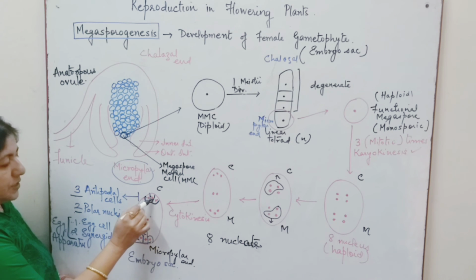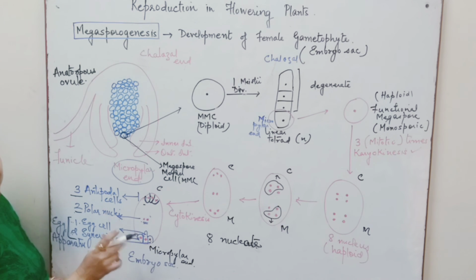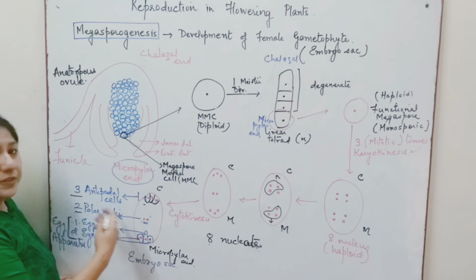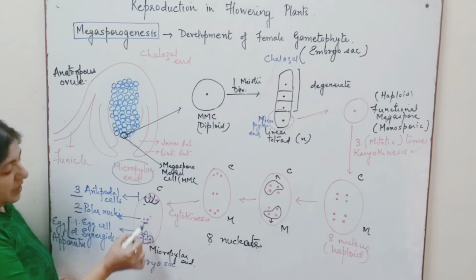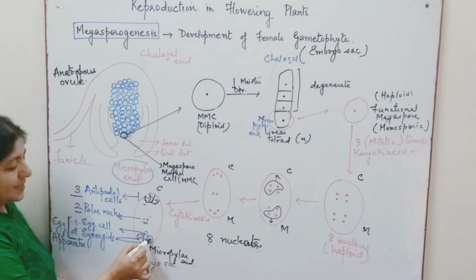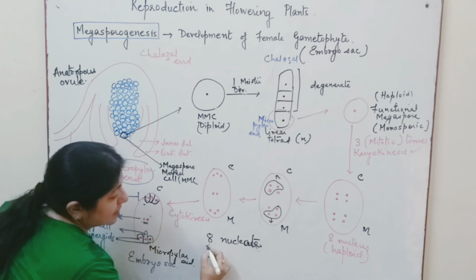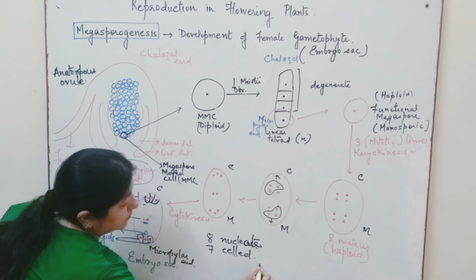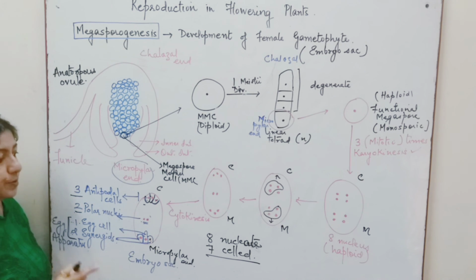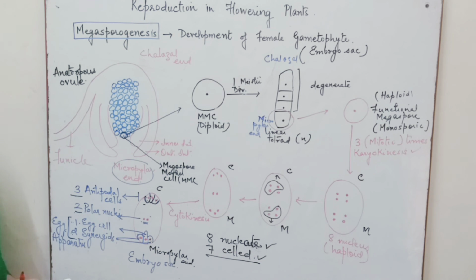Now cells we are counting. So 1, 2, 3, 4, 5, 6. And remember, the polar nuclei have not developed a cell wall around themselves. They will be fusing later on to form the endosperm. But here we are counting the cells which have formed the cell wall. So 1, 2, 3, 4, 5, 6, and this large one is the 7. So it is 7-celled. So the anatropous ovule of an angiosperm is an 8-nucleate and 7-celled structure.